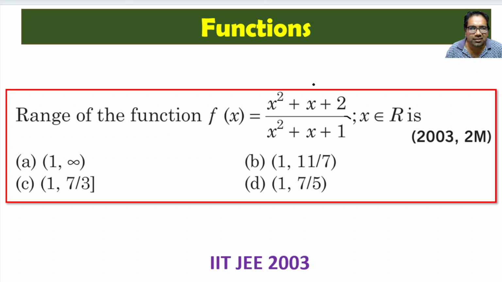If we notice, x square plus x plus 2 is always 1 greater than x square plus x plus 1, because this is 1 and this is 2. Rest all is the same, right? So the numerator is always 1 greater than the denominator.